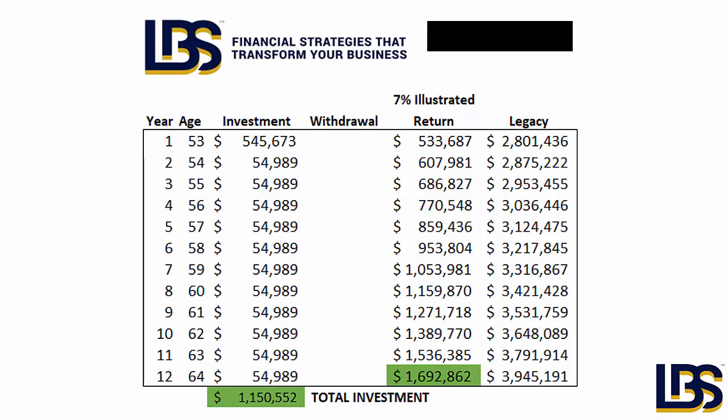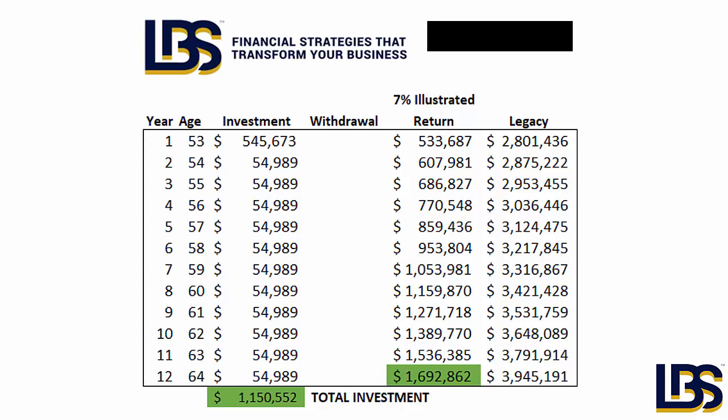So take a little further. Here's the illustration for the gentleman. He was 53 years old. If he pays that $54,000 all the way to 64, he's going to have invested $1.1 million, or paid $1.1 million in premiums. He projects to have just under $1.7 million in cash value. And his legacy, you can see there, his death benefit grows from $2.8 million up to $3.9 million.